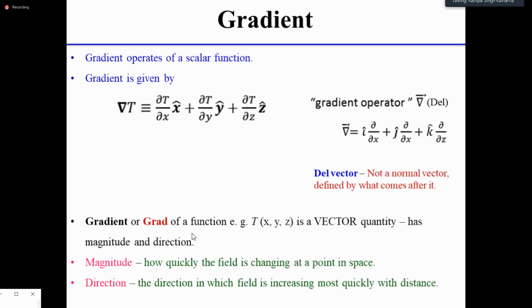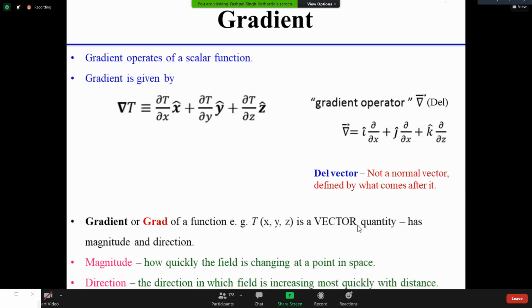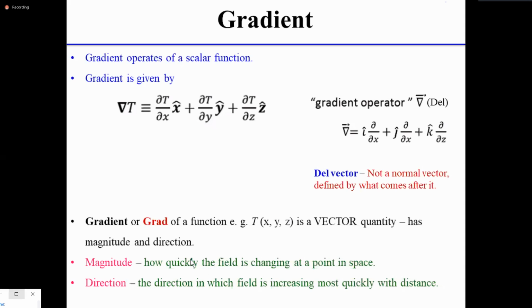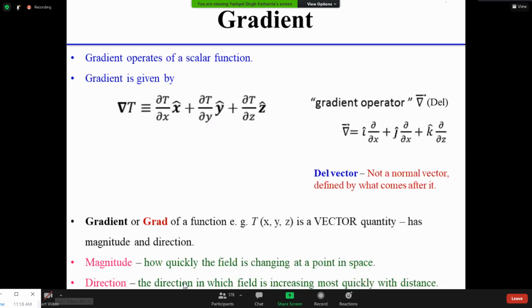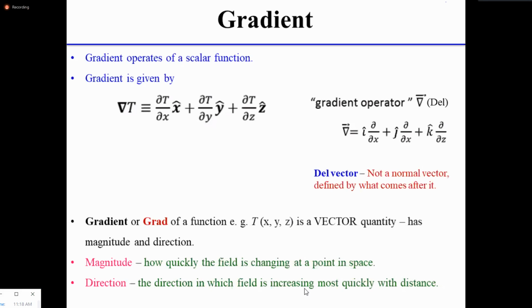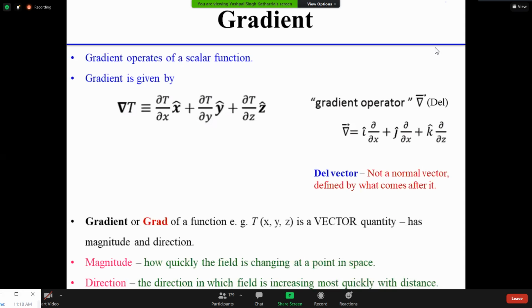The gradient is basically a vector quantity, even if we are operating this del operator on a scalar function. So it will have a magnitude as well as a direction. The magnitude will give you how quickly the field is changing at any point in space, and the direction will be given by the direction in which the field is increasing most quickly with distance.